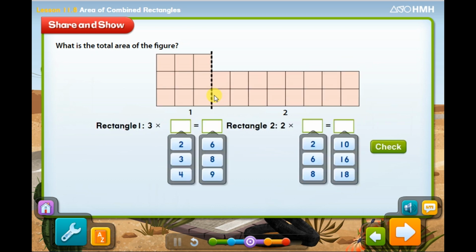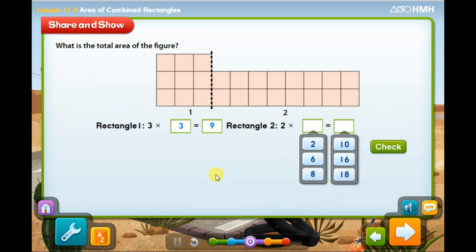Okay, so first, for this shape, how many rows? 1, 2, 3. It's written. By the number in each row there are 3 tiles. So I will choose 3 here. So 3 times 3 is equal, say timetable 3. 3, 6, 9. So the answer will be 9. So the area of this shape is 9.